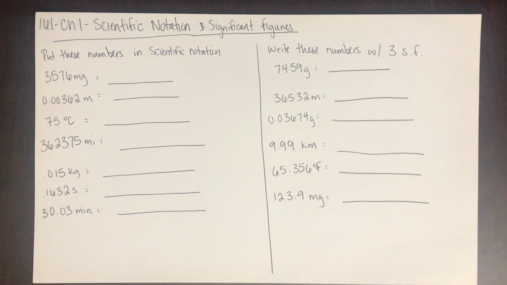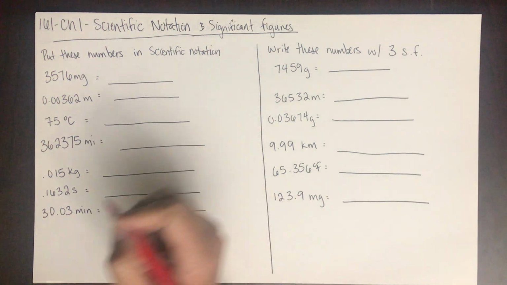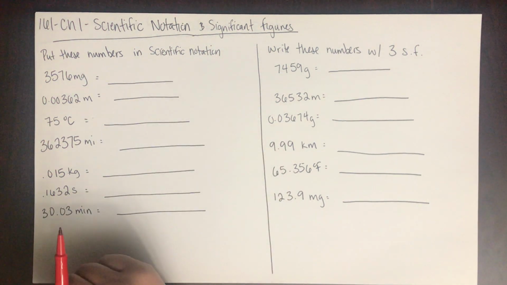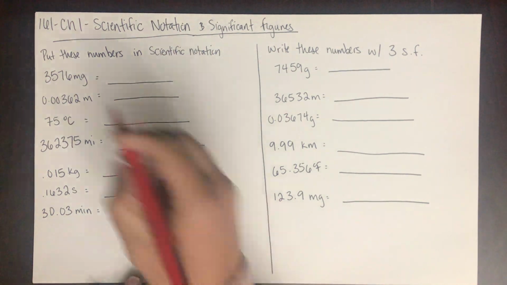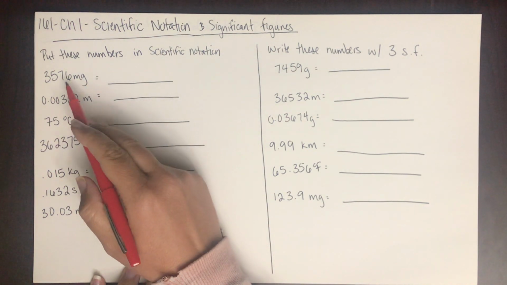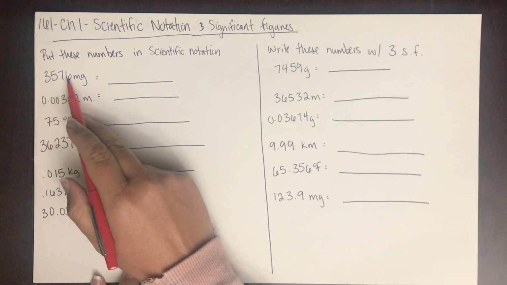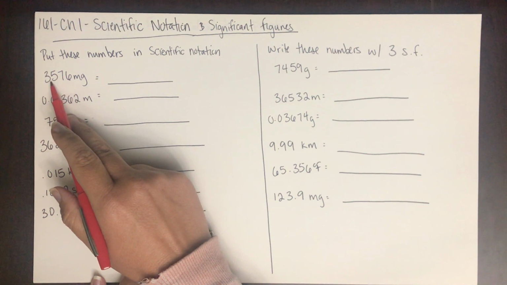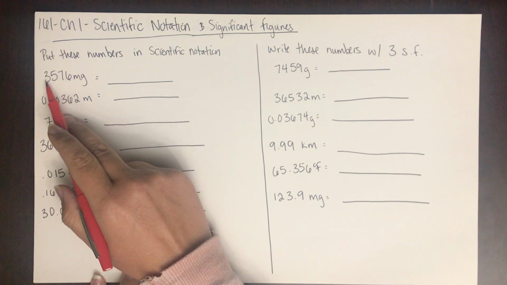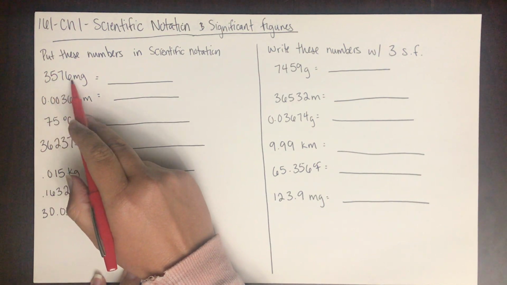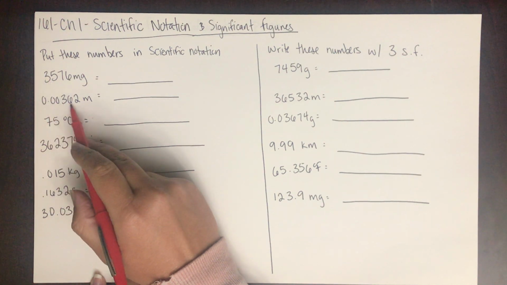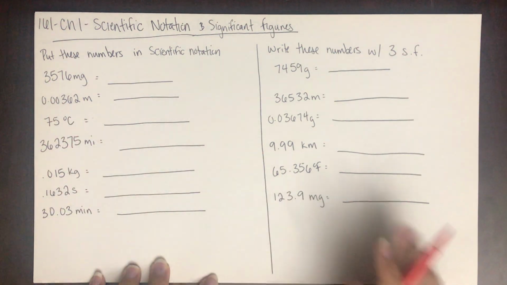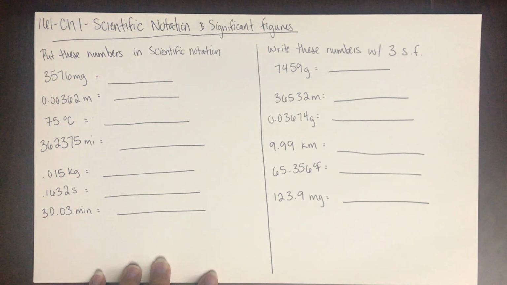So here we go. We're going to put these numbers in scientific notation. So how do we do scientific notation? So we put a number in scientific notation by moving the decimal point so that the number is between 1 and 10. And then we count the number of decimal places we've moved the decimal either to the left, which would be a positive exponent, or to the right, which would be a negative exponent. So I'm going to just work through some of these.